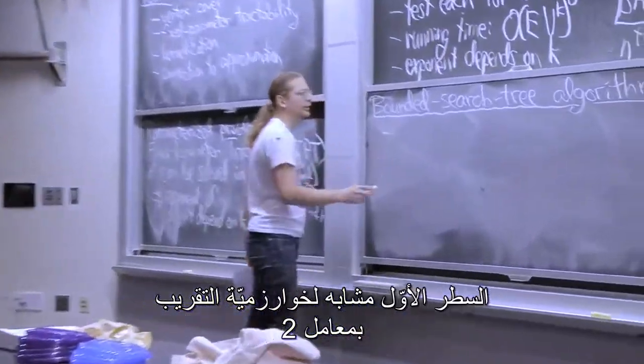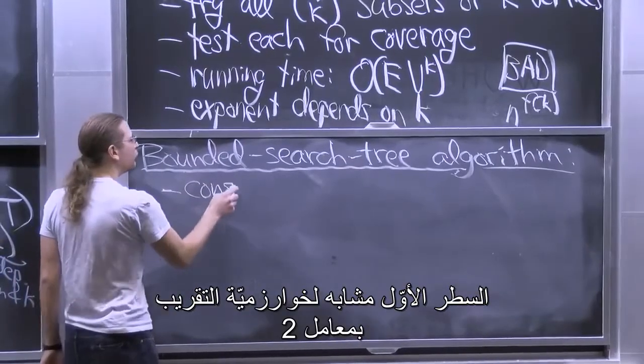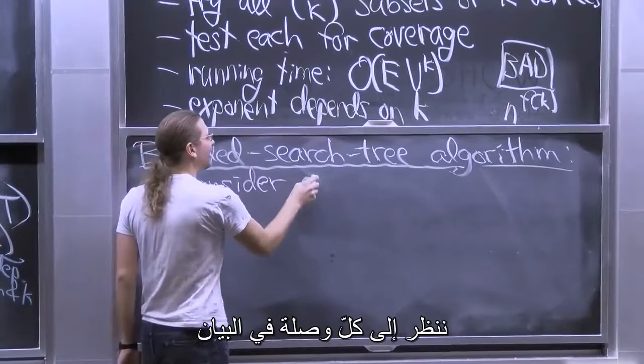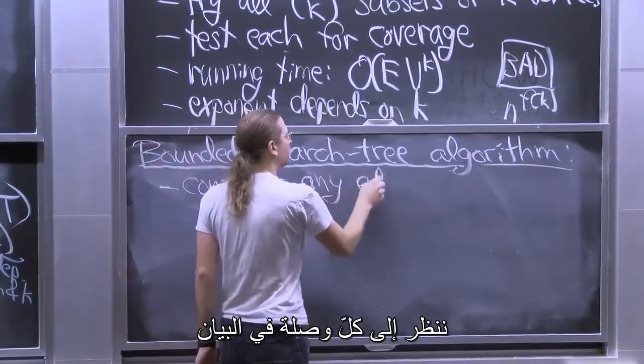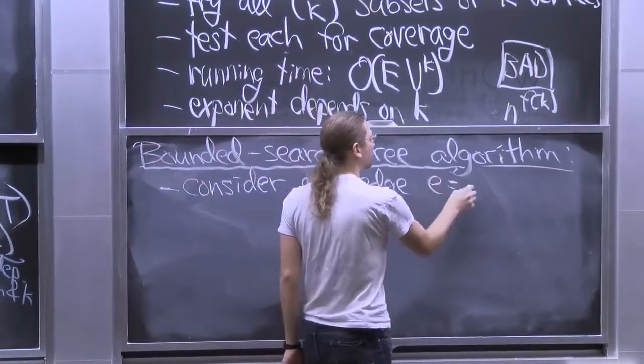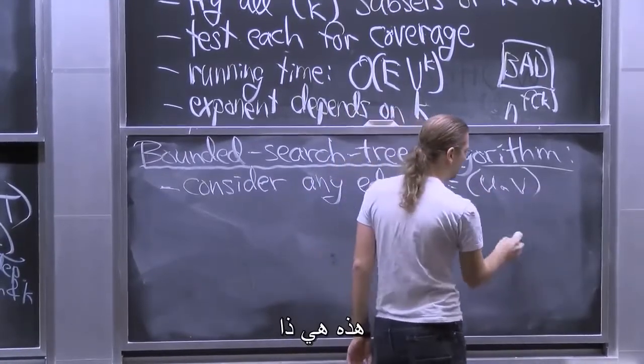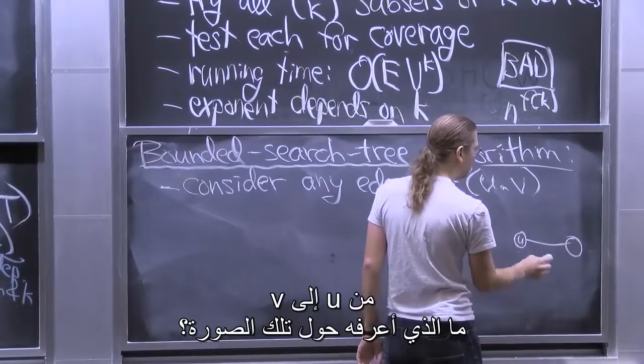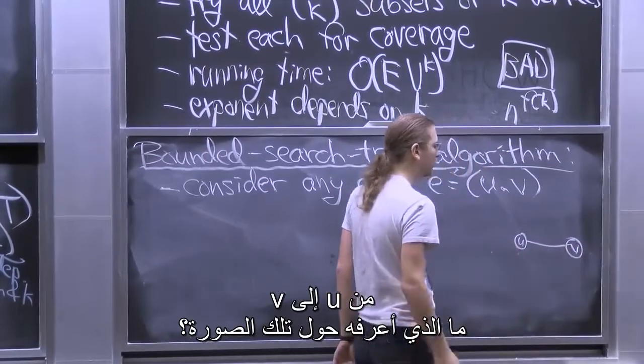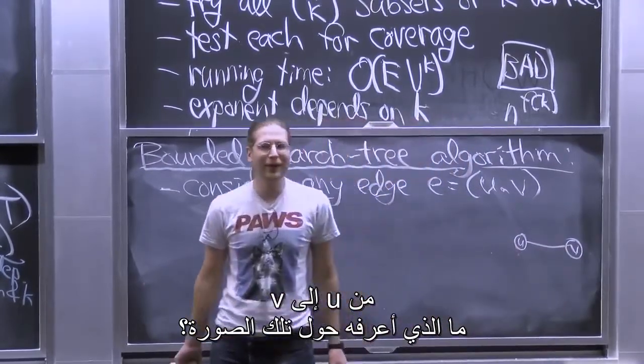First line is just like the two approximation algorithm. Look at any edge in the graph. Okay, here it is, from U to V. What do I know about that picture?